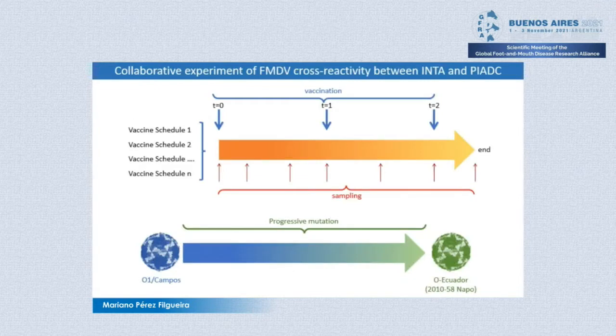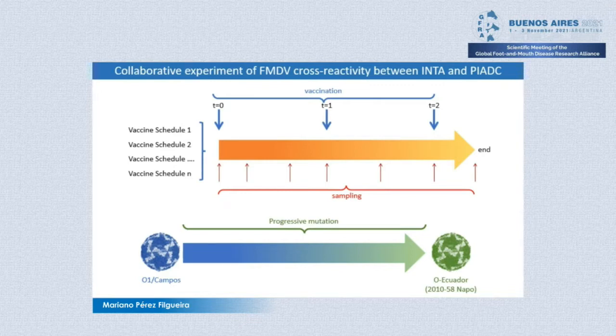So just to end, I will comment on an experiment that is now being performed in Argentina in a collaboration between INTA and Plamilan, where we are trying to understand this problem from 2 points of view. One of them regarding what happens in the animal when you immunize these animals with different vaccine schedules. That means different formulations and different numbers of immunizations.